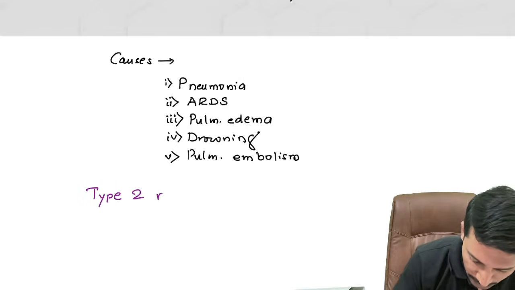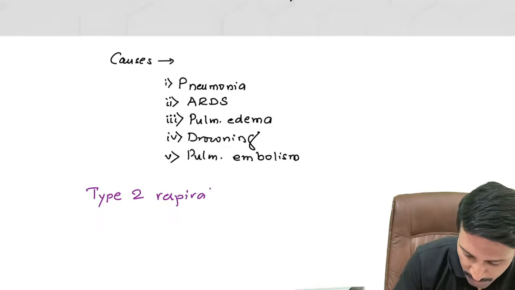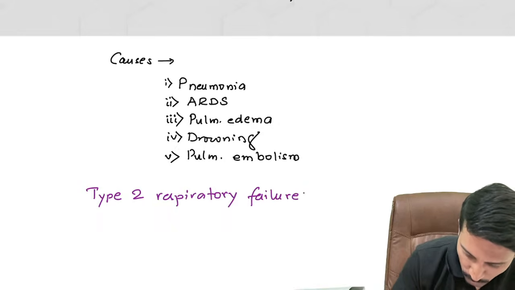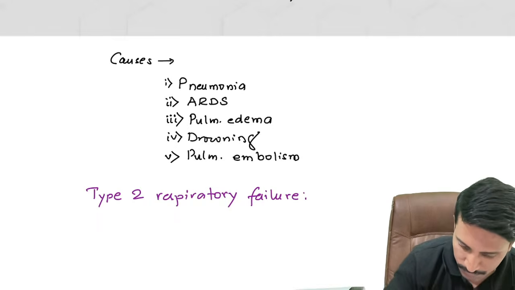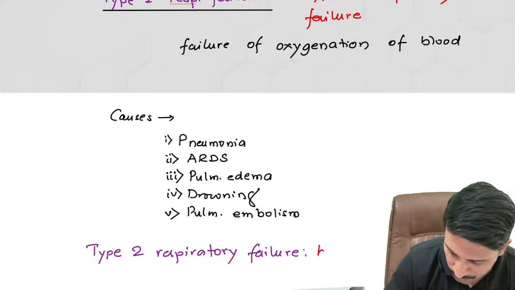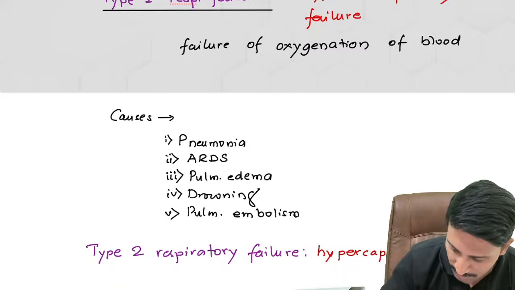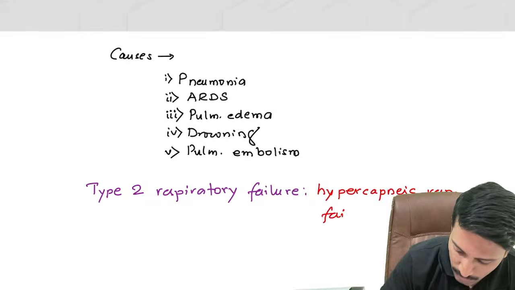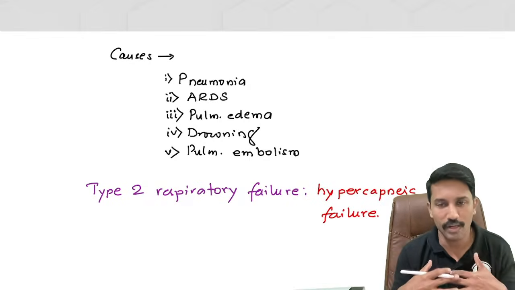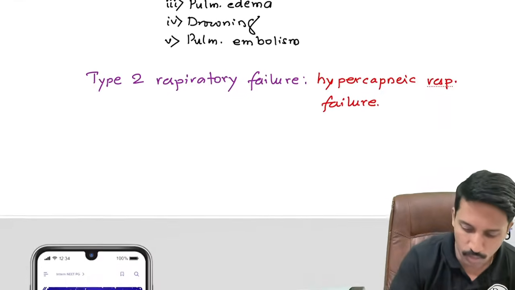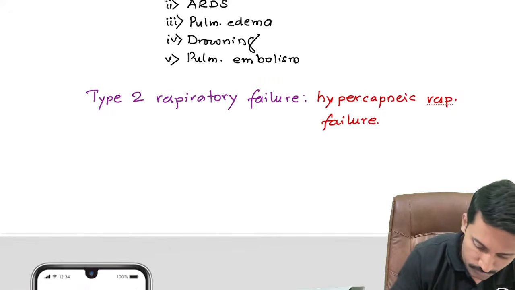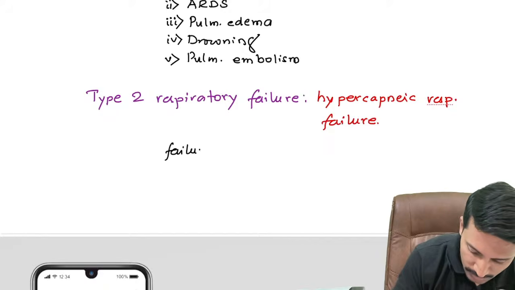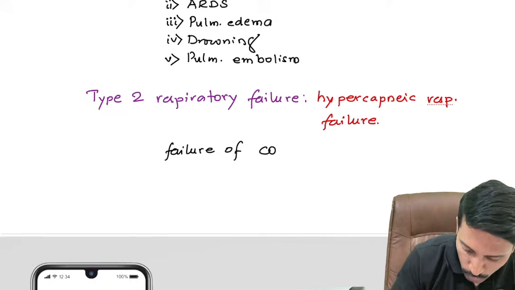Type 2 respiratory failure is also called hypercarbic or hypercapnic respiratory failure. Why is it called so? Because here the problem is in carbon dioxide clearance. Patients are not able to exhale the carbon dioxide out. So they have failure of carbon dioxide clearance, failure of CO2 clearance.